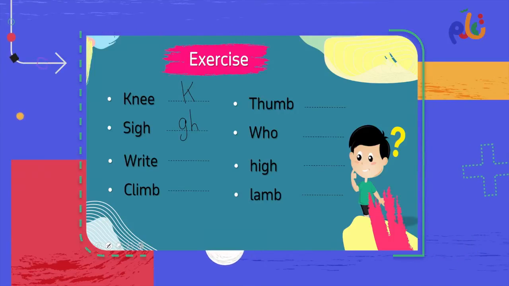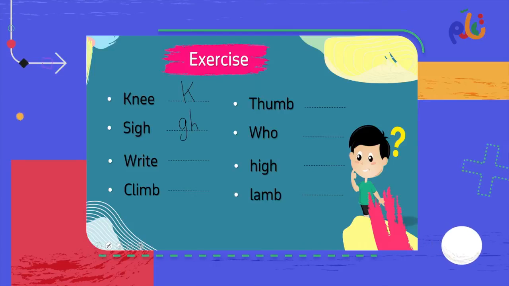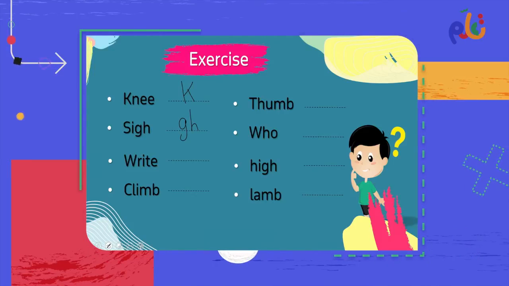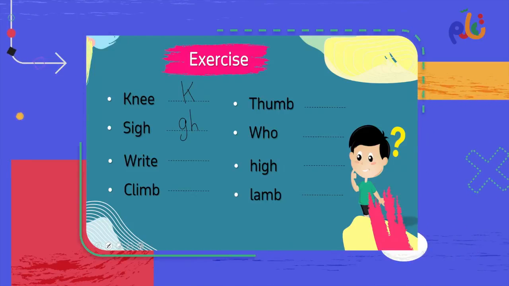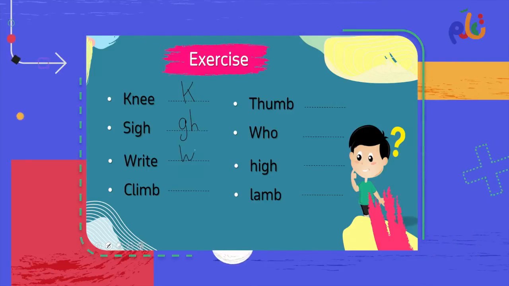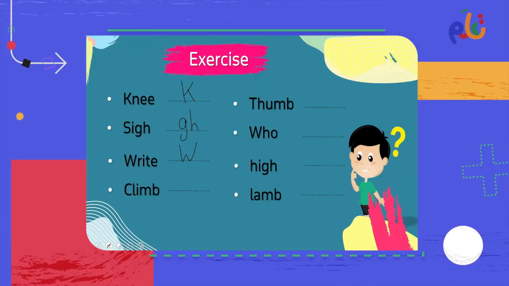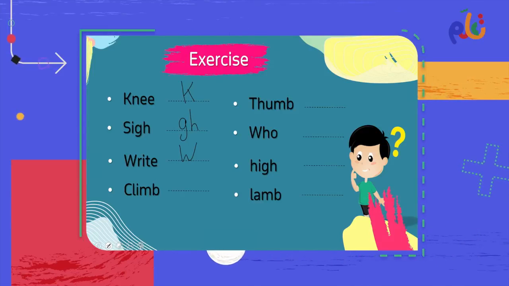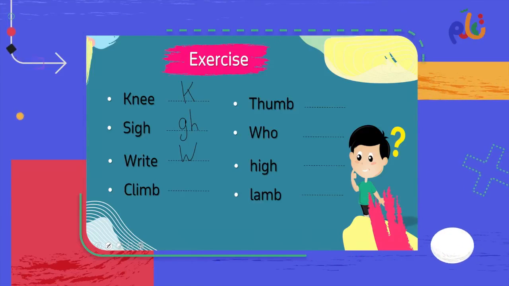Write. زي الرول اللي قلناها. When the W is followed by R, which letter is silent? Perfect. The W is silent. W هي الكلمة اللي مش بننطقها.